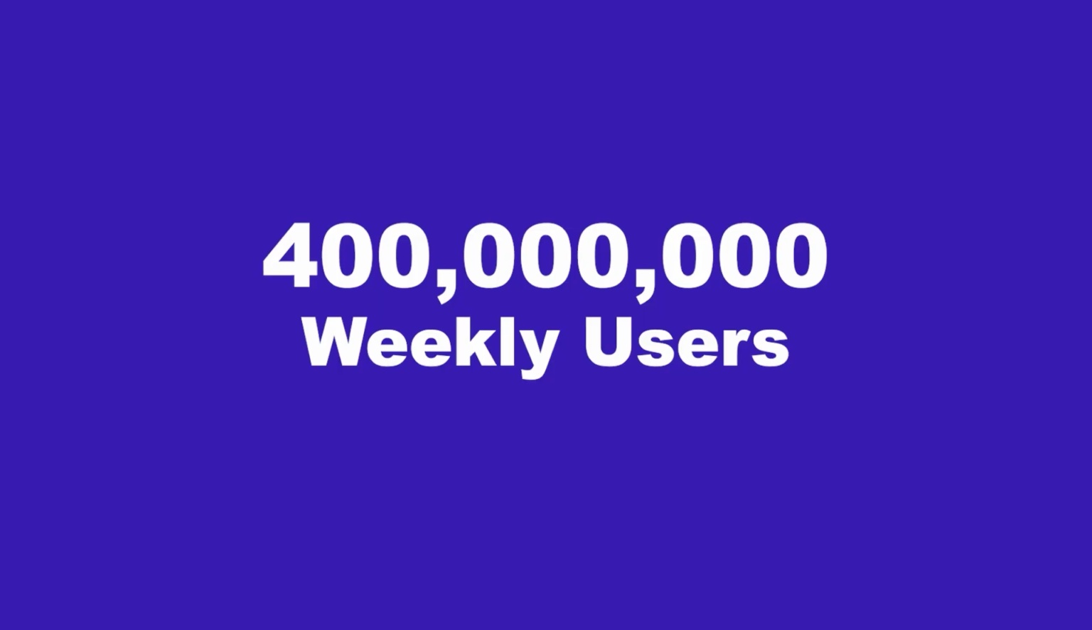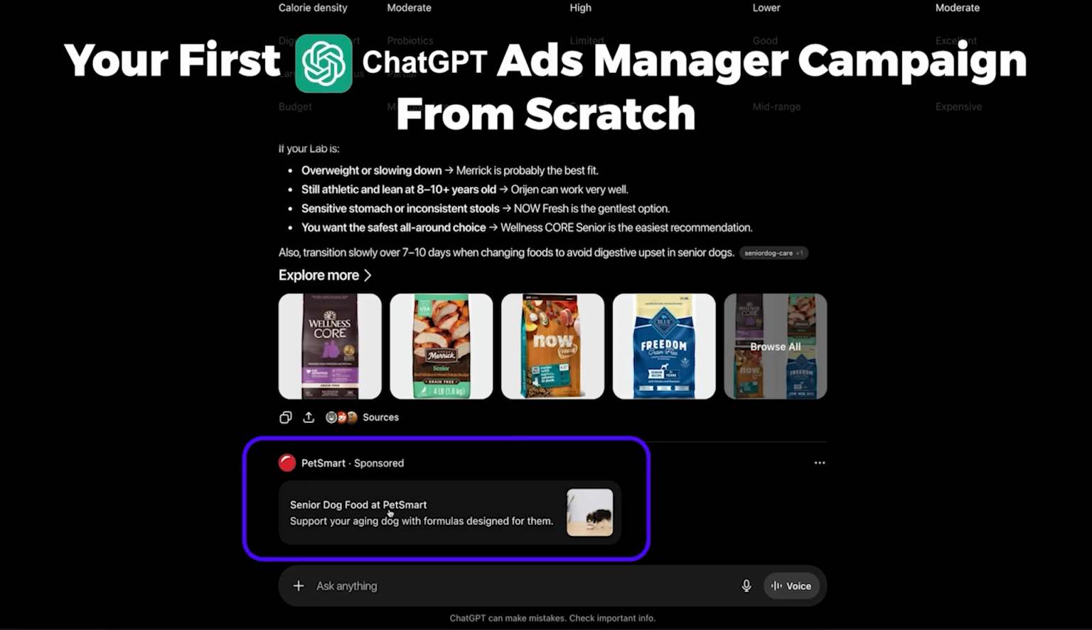OpenAI just opened up ads inside of ChatGPT. 400 million weekly users asking questions with real buying intent. And now any business in the US can run ads against those conversations for as little as $3 a click. Here's how to set up your first ChatGPT Ads Manager campaign from scratch.